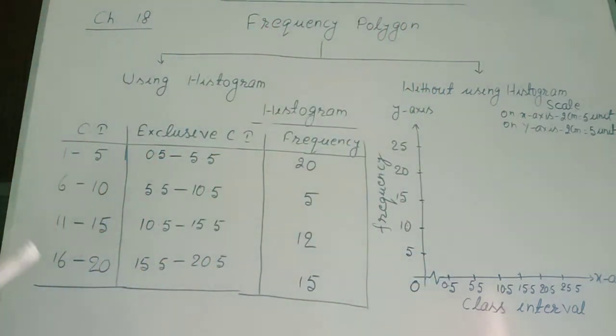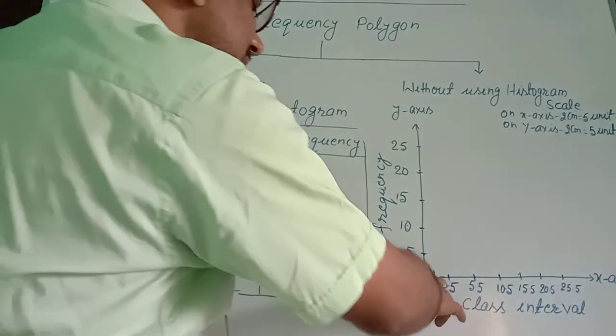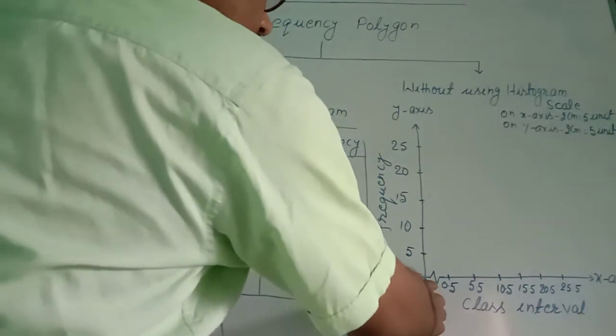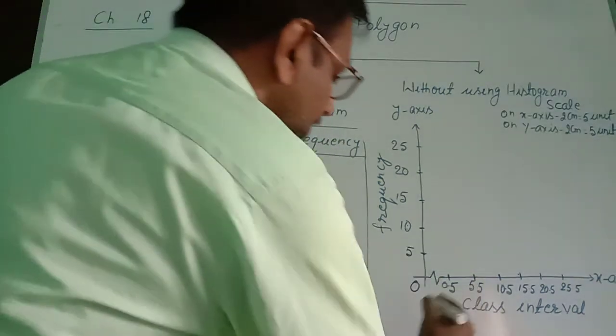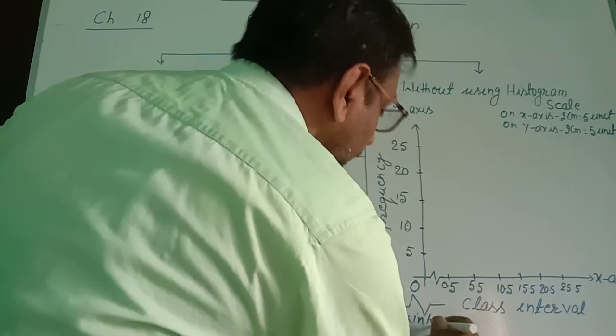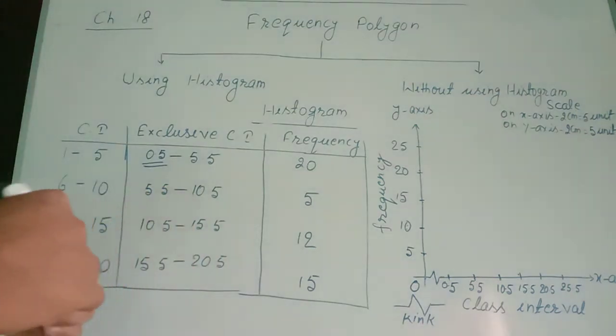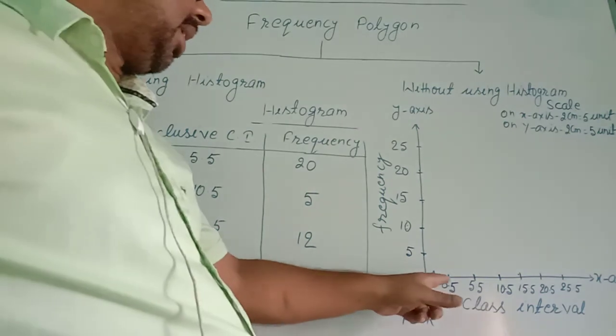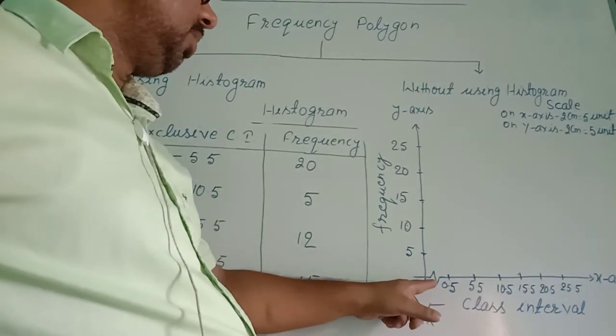Now we are saying the lower limit of the first class interval is not 0. So for that, on the x-axis between 0 and the lower limit of the first class interval, we will use this kink mark. This mark you are seeing here. This is the kink mark. We use this kink mark. This is a special case when the lower limit of the first class interval is not 0. It is another number except 0. For that, between 0 and the lower limit of the first class interval, we use this kink mark.